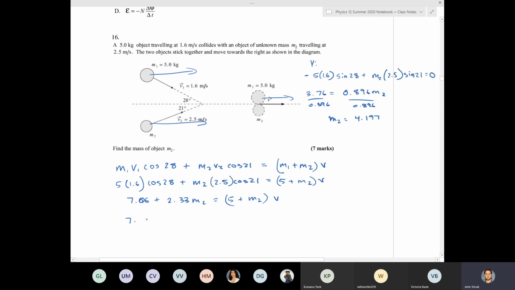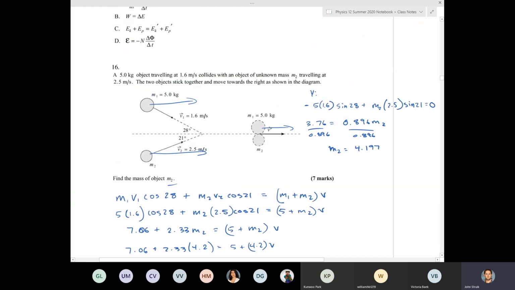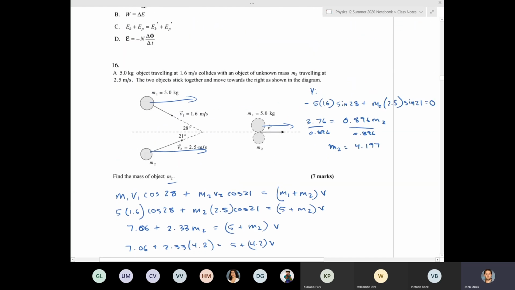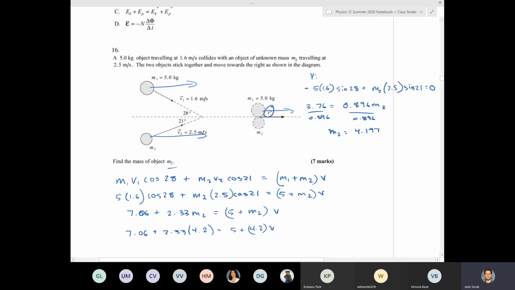Okay, so 7.06 plus 2.33 times 4, let's just call it 4.2, equals 5 plus 4.2 times v. Do I just together find the mass? Oh, we already found it, so we don't even need the v. Yeah, I guess we're done. So yeah, that's actually way easier than I thought. We're not finding v, we're just finding m2. So you can just use the y because the value of the y momentum is 0. So that's easy.